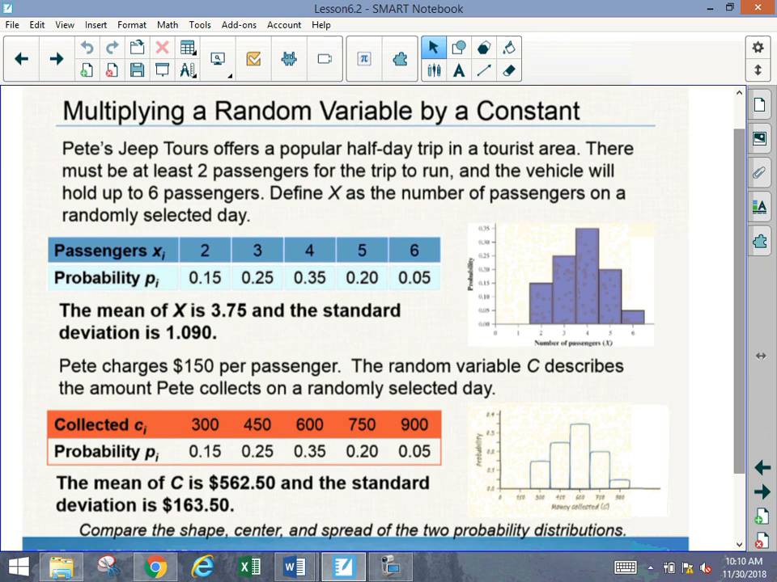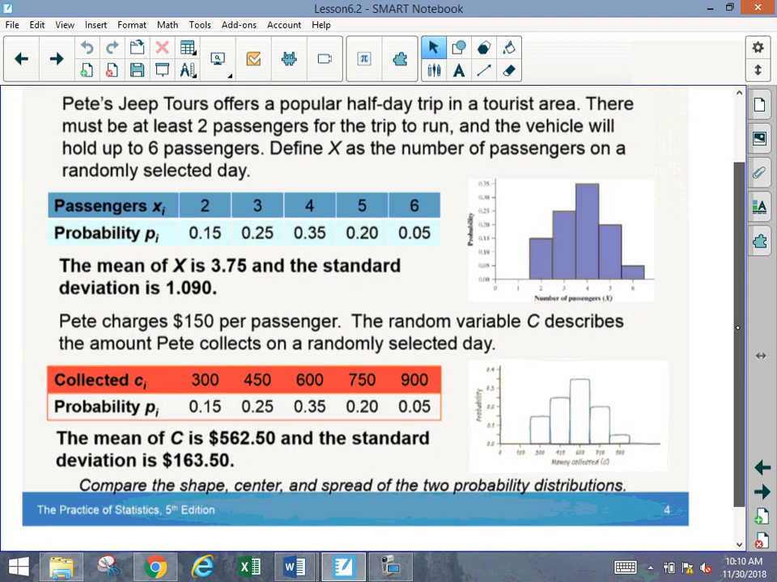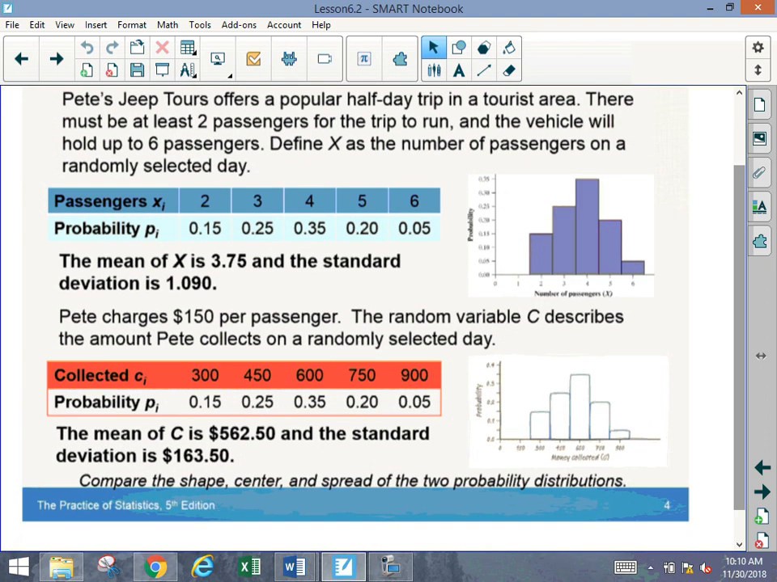All right, so he offers a half-day trip. There's got to be at least 2 passengers on the trip. The vehicle can hold up to 6 passengers. We've got a random variable x, the number of passengers on a randomly selected day. This random variable is also discrete. I think it's good to mention.